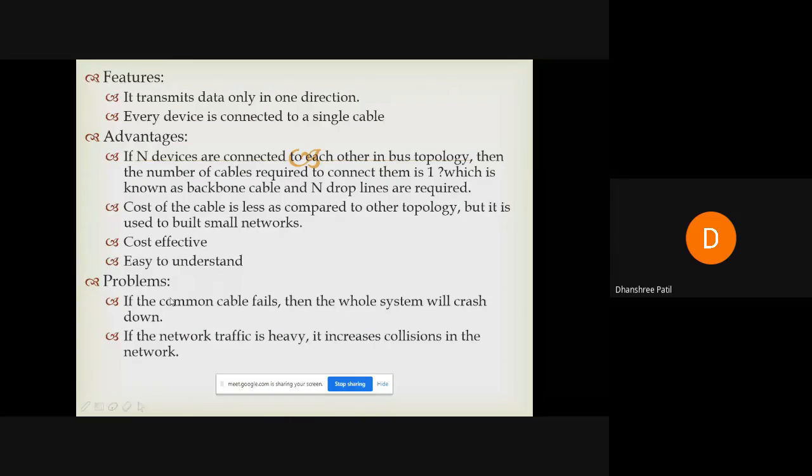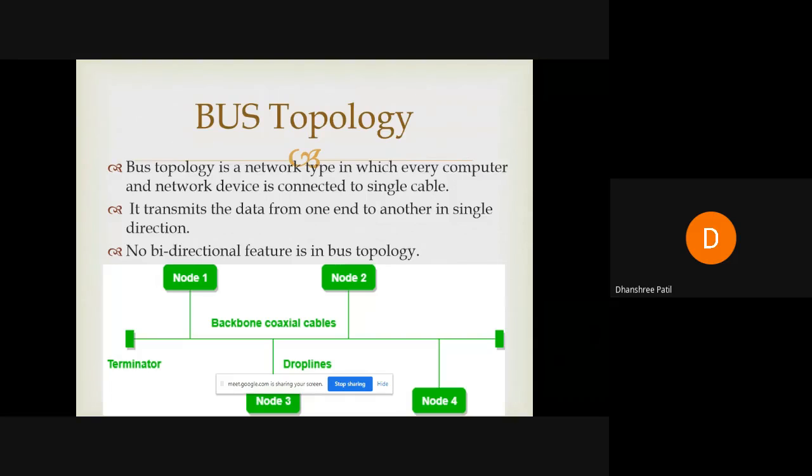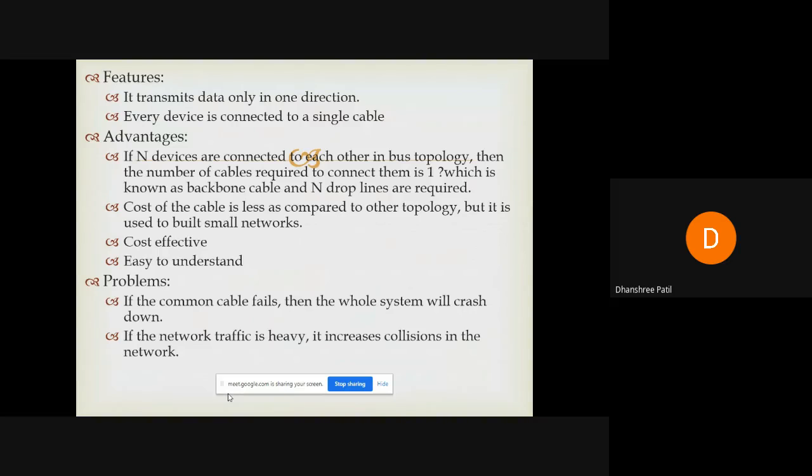But what are the disadvantages? If this common cable fails, the whole network will go down. So suppose this cable fails, what will happen? Data transmission will be down, meaning data will not be transmitted at all, because the whole network totally depends upon only one cable. So data transmission is not possible if this cable is broken or fails.